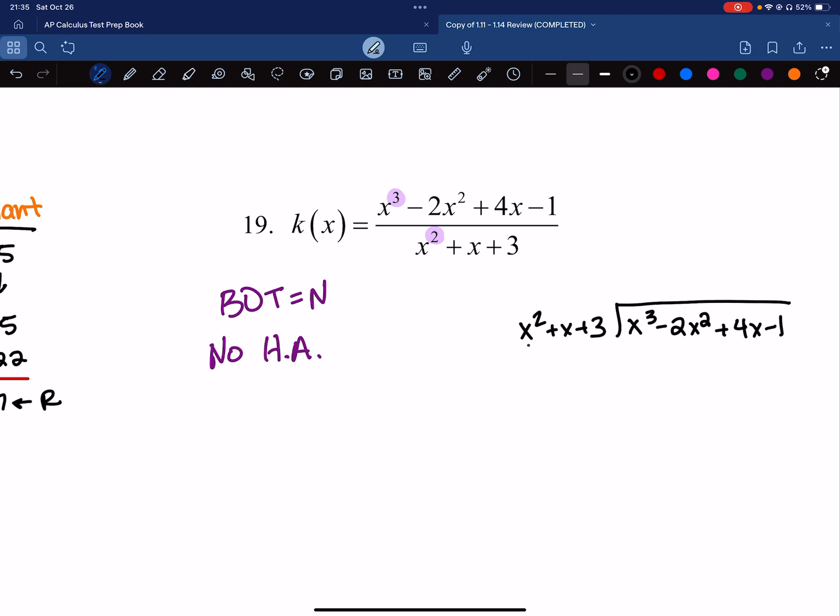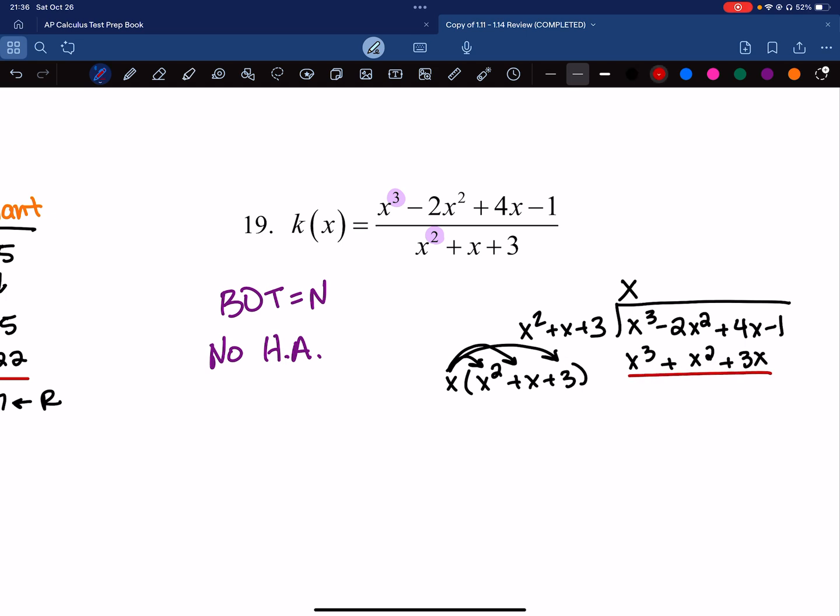So what do we need to multiply x squared by to get x cubed? That would be an x. So we have x times x squared plus x plus 3. So x times x squared is x cubed. X times x is an x squared. X times 3 is a 3x.